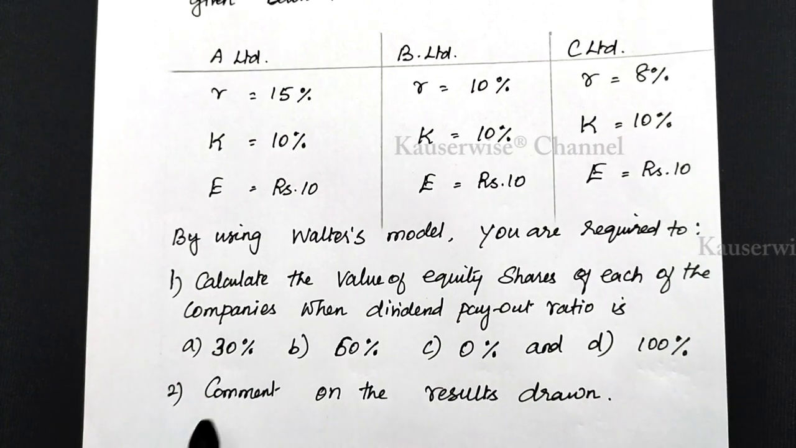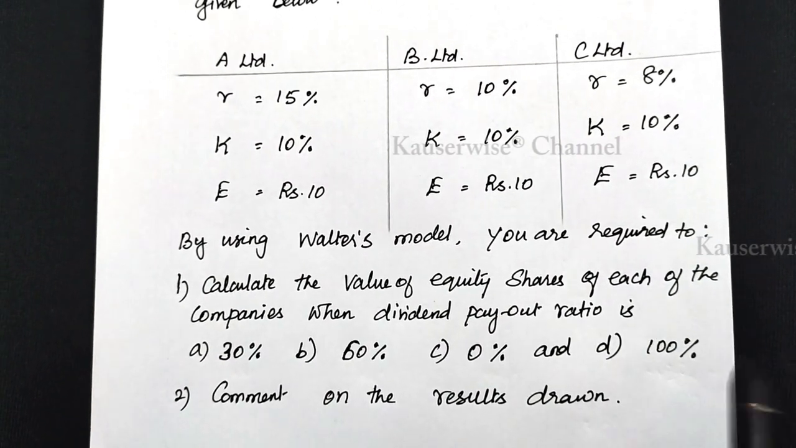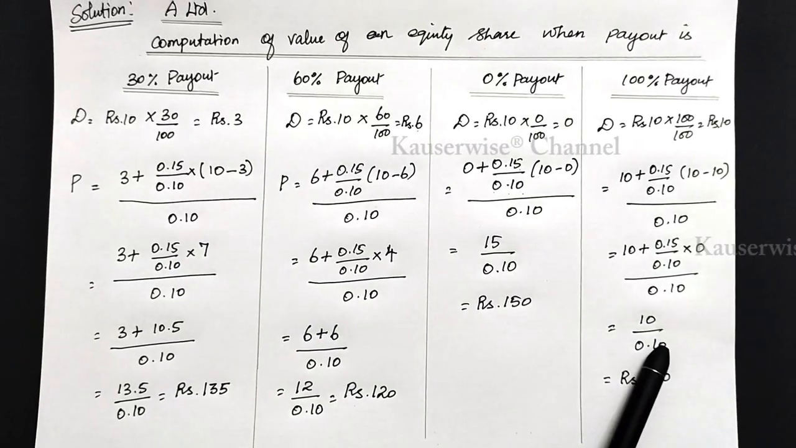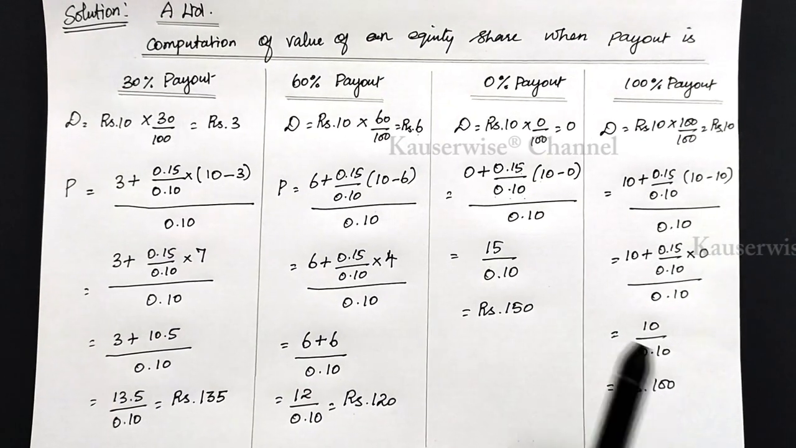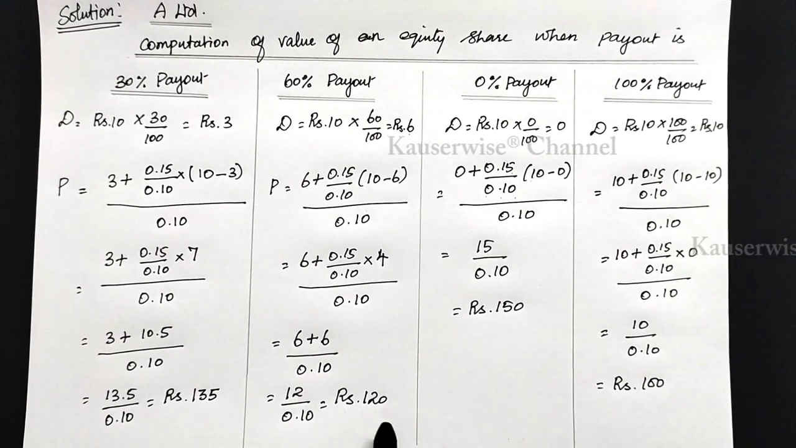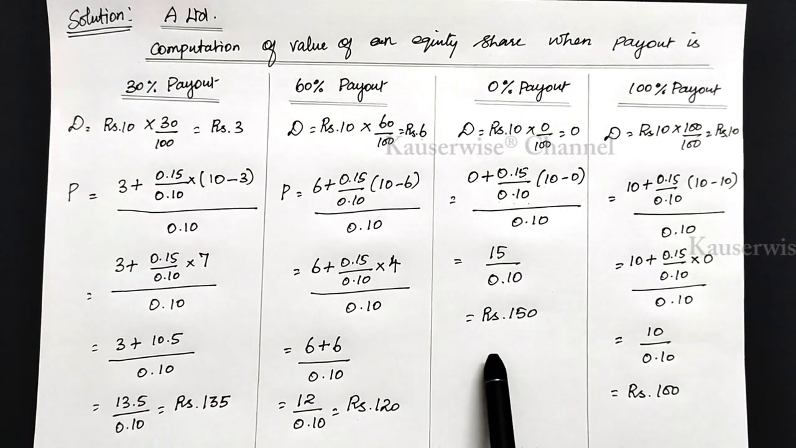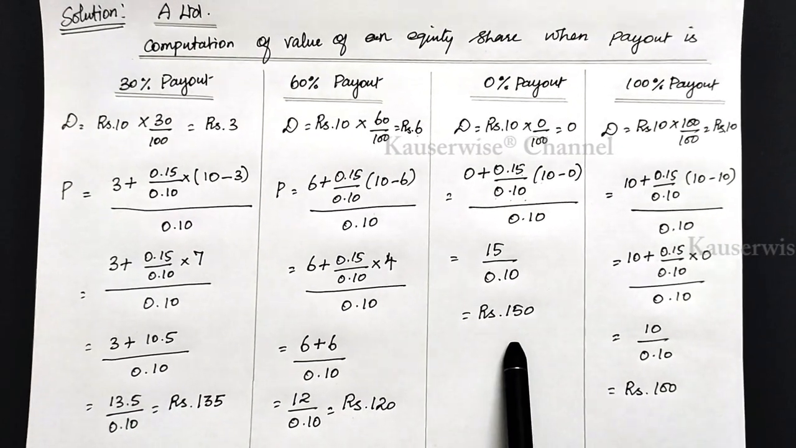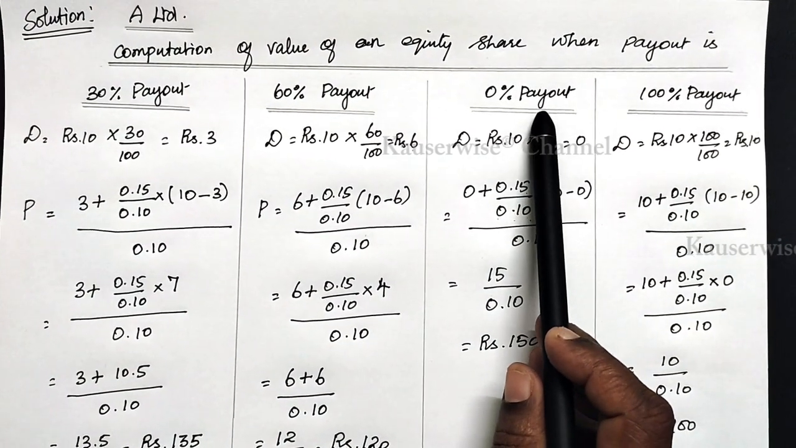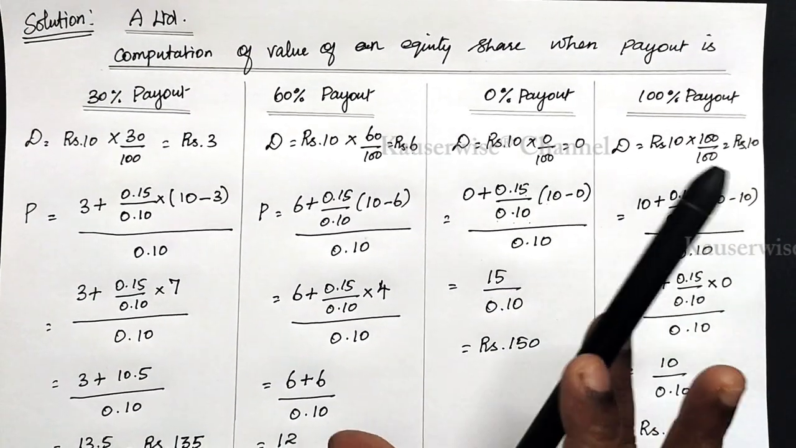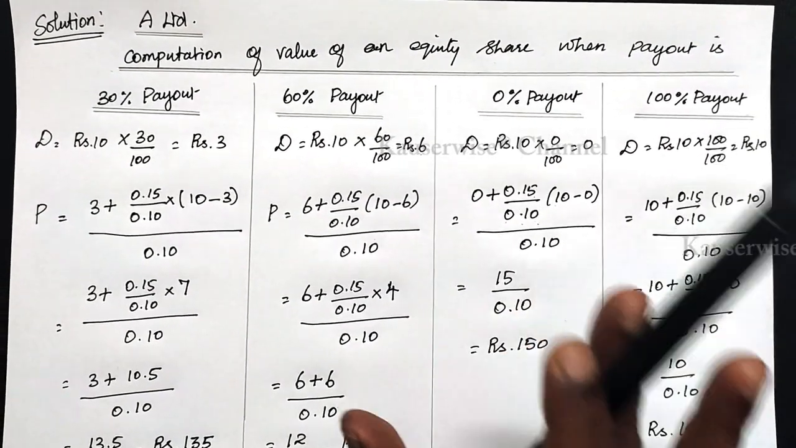Now the second question is comment on the results drawn. Look at the solution. Out of the 4 options, which is the highest market value per equity share? 135, 120, 150, 100 rupees. Yes, 150 is the highest market value per share on 0% payout, that is nil payout. For growth firm, optimum payout is 0 payout, that is nil payout.